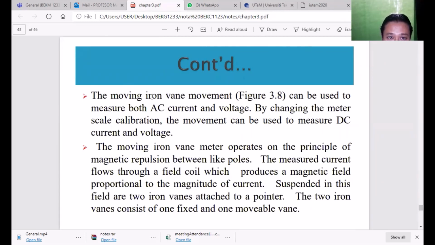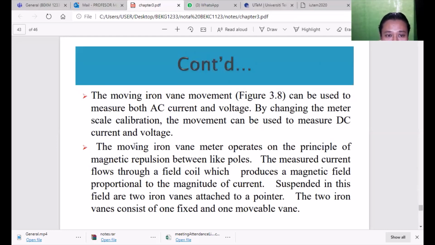The moving iron vane movement, as shown in the figure before this, figure 3.8, can be used to measure both AC current or AC voltage. That means the iron vane can be used to measure AC current or AC voltage. By changing the meter scale calibration, the iron vane movement can also be used to measure DC current and voltage, either AC or DC.